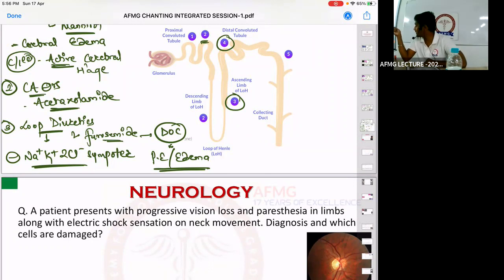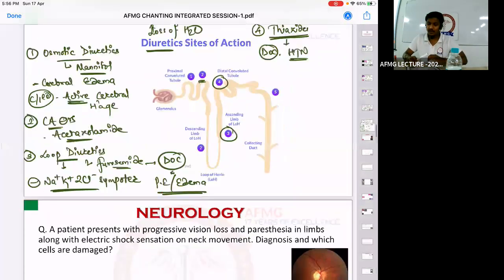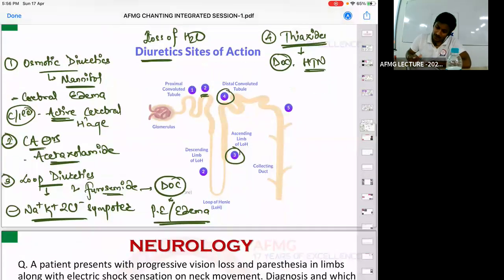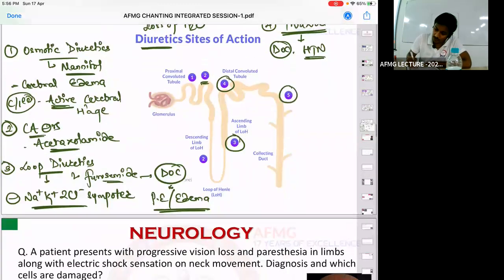Drug of choice for edema is? Drug of choice for hypertension is? Lastly, I'll discuss this and then I'll talk about these two.